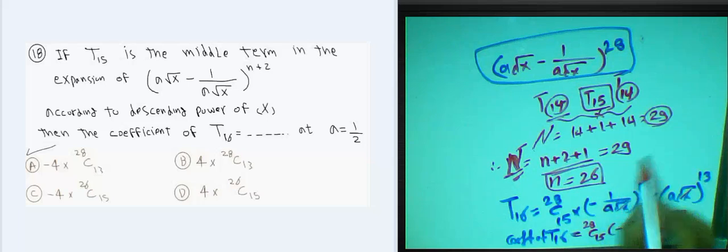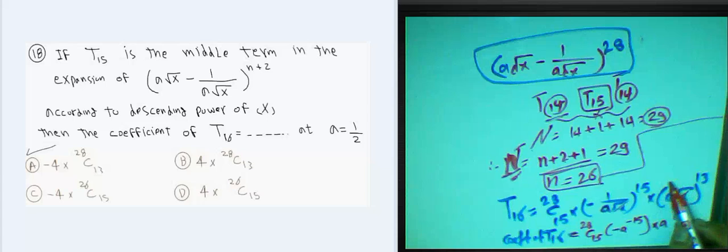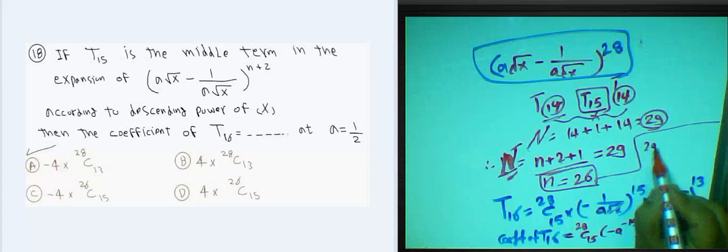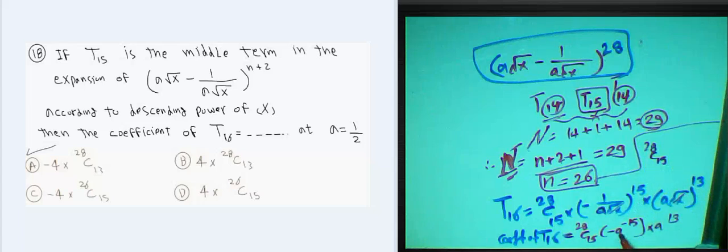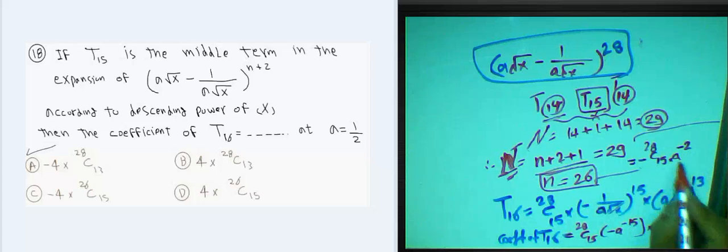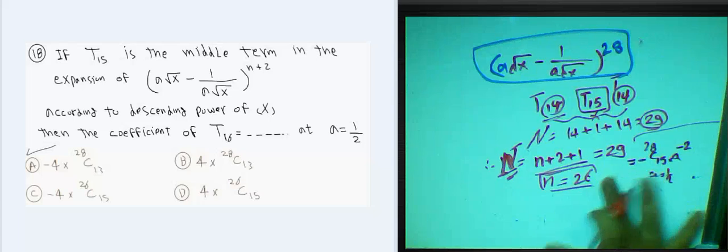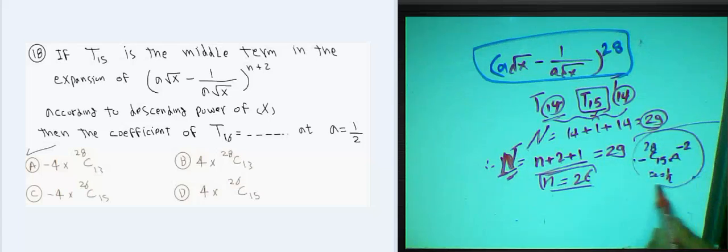You can simplify it here. You can write the simplest form of the coefficient of term 16. It will be 28 combination 15, with the negative written outside, and a to the power -15 times a to the power 13 will be a to the power -15 plus 13, which is -2. Okay, you can write a equal half to simplify this example, or you can find the simplest form of the coefficient here.